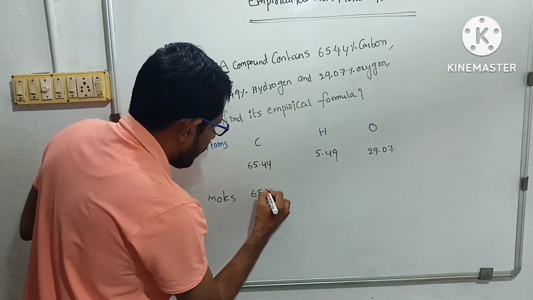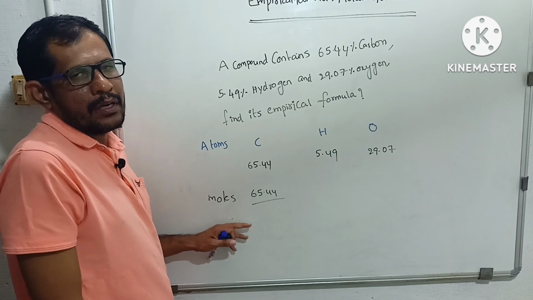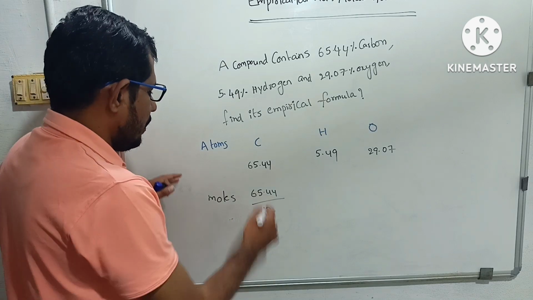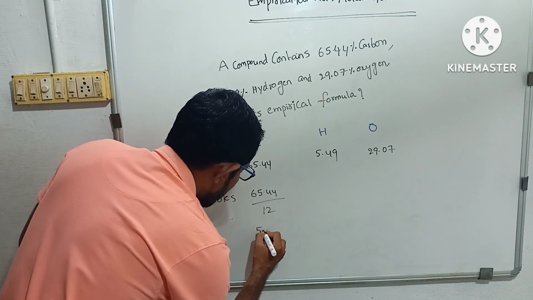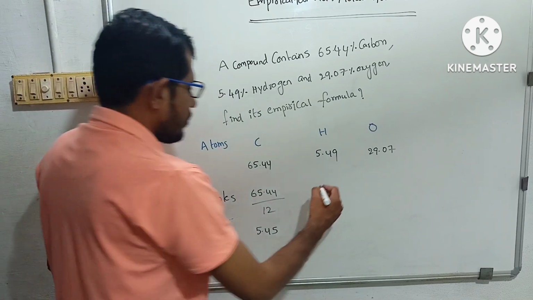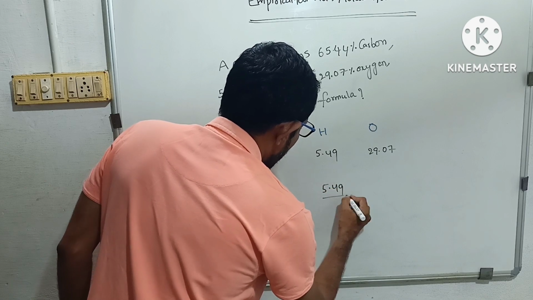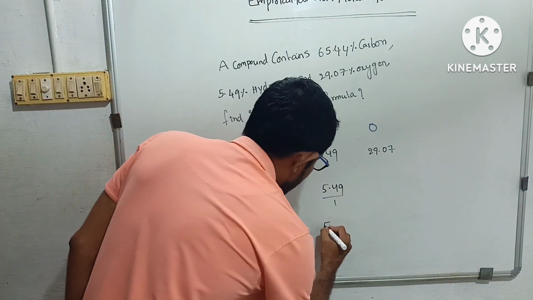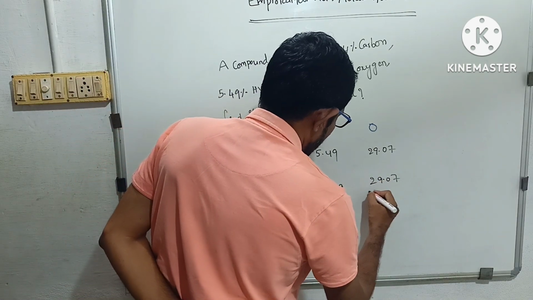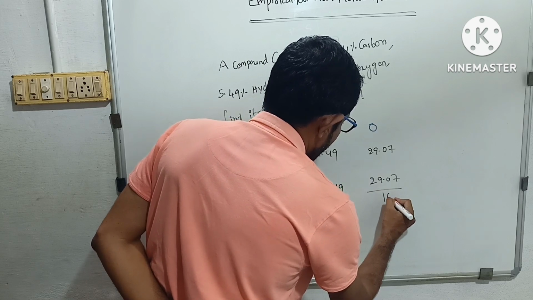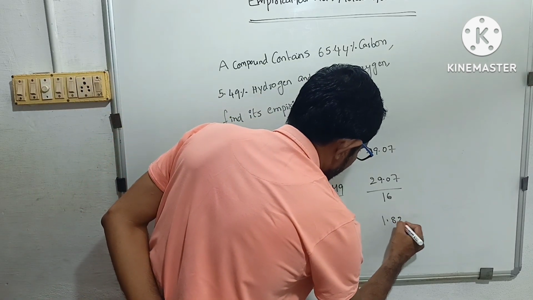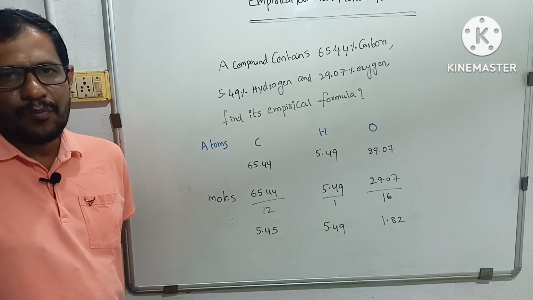For that, 65.44 divided by the molar mass of carbon. The relative mass of carbon is 12. After calculating, we will get 5.45. For hydrogen, 5.49, the molar mass of hydrogen is 1. You will get 5.49. For oxygen, 29.07, the molar mass of oxygen is 16. If you calculate this, you will get 1.82.